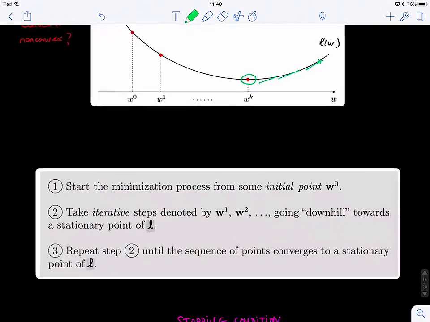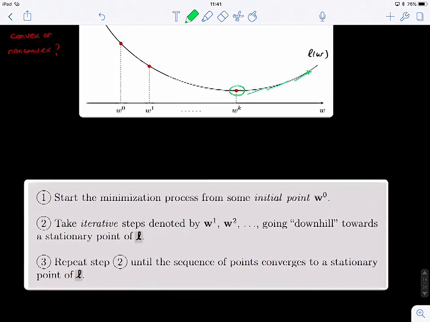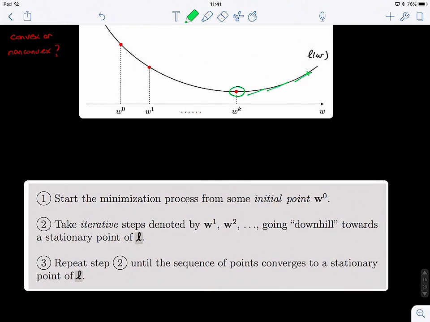Okay, so this is the algorithm. Let's summarize it. The basic idea is to start the minimization process from some initial point W0. So you're just fixing your parameter. Like say I'm going to start right there. So you fix your values for your vector. Then you take iterative steps, going downhill by following the negative of the gradient of your function, right? And you're going to repeat this. You're going to loop over it, as I explained earlier.